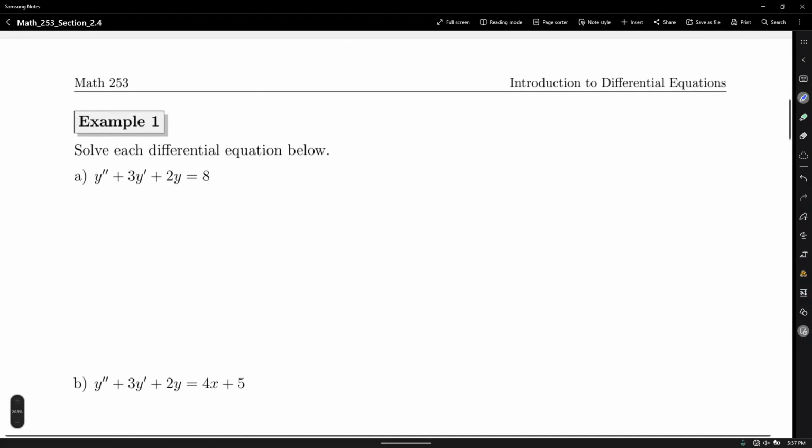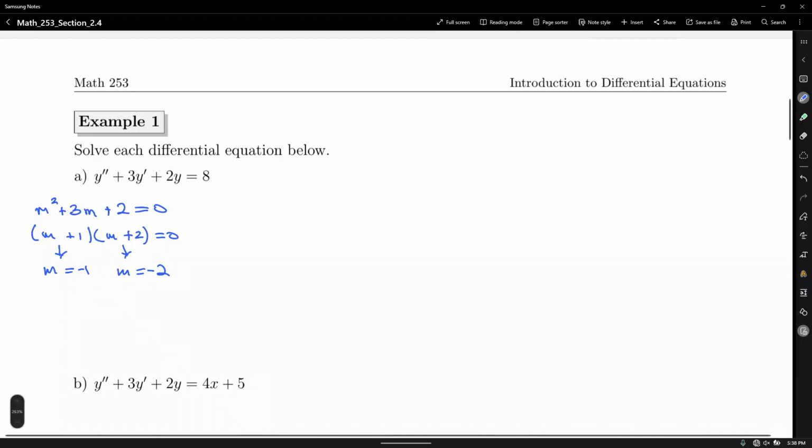All right, so let's solve the related homogeneous equation first by writing the characteristic equation m squared plus 3m plus 2 equals 0. Well, it seems like this one is factorable by the double bubble method, m plus 1 times m plus 2. All right? This means m equals -1 and m equals -2. All right?